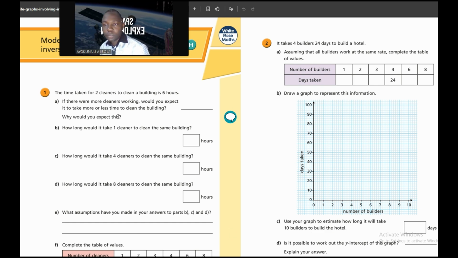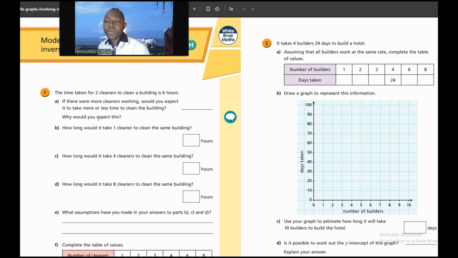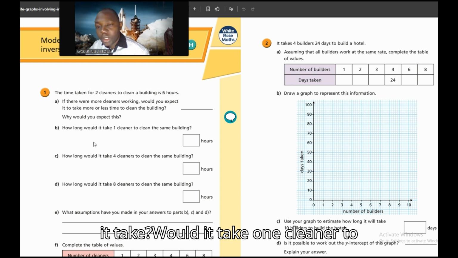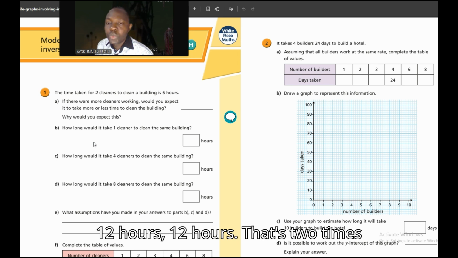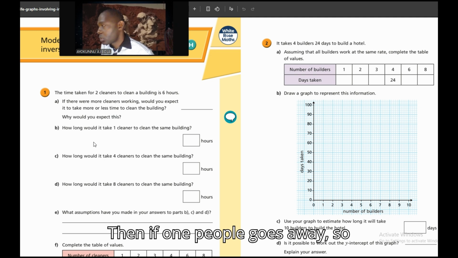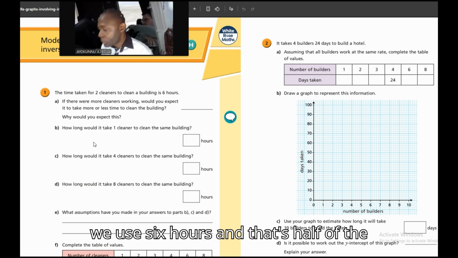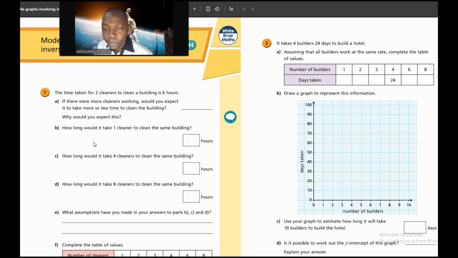Because if they're not working at the same rate, if they work less, then we cannot judge the time. So how long would it take one cleaner to clean the same building? 12 hours. That's 2 times 6. Because two people use 6 hours, if one person goes away, that one person will use 6 hours, which is half of the job done, then another 6 hours.